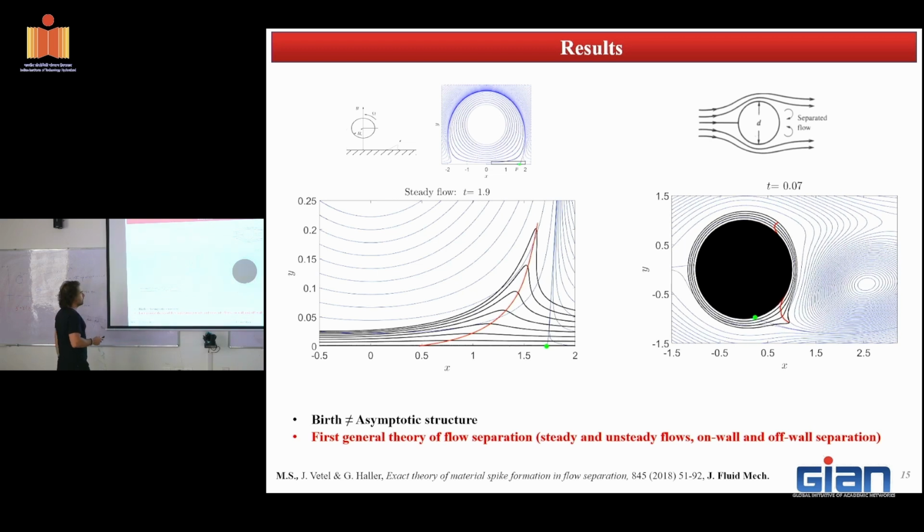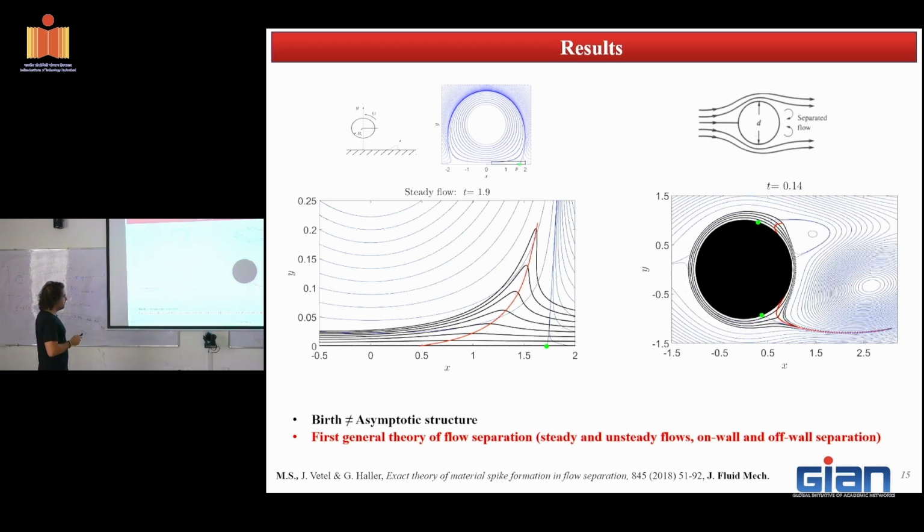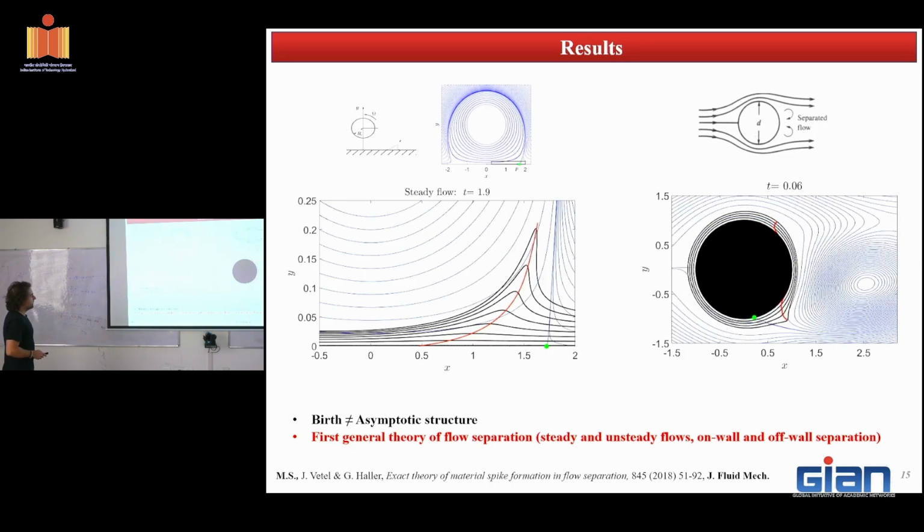And this now works for many systems. This is the trivial system. It also works on a von Karman vortex street. Again, you can see that the birth of separation is not really at the classical point, which is the Prandtl point. And there are other results here.